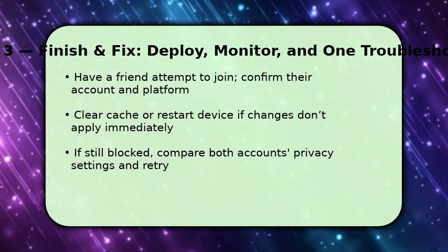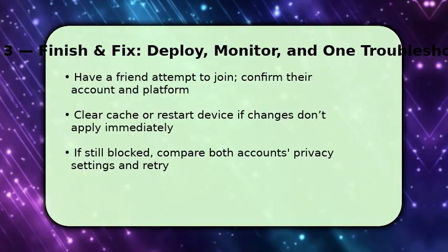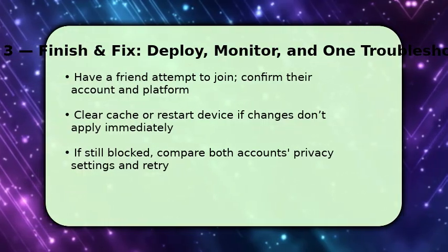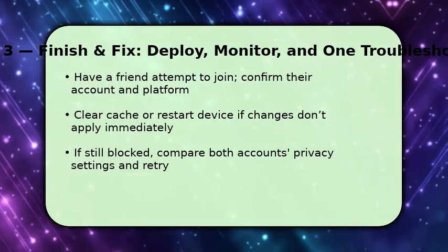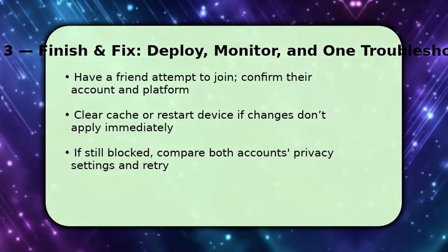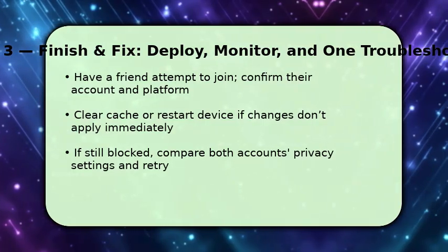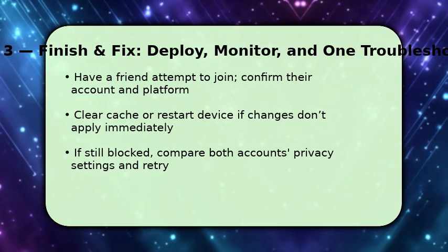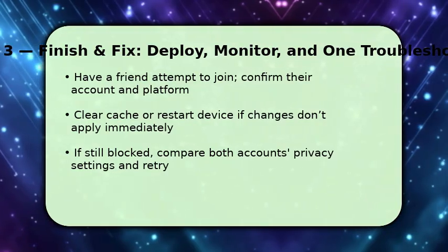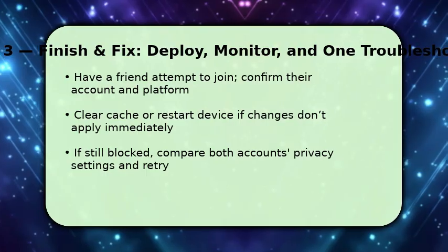If it still fails, clear the app cache or restart the device. Many settings need a relog to take effect. Make sure the friend's platform and account meet their own privacy requirements because two-way permissions are required. If problems persist, compare both accounts' privacy and parental control options step by step, then retry. One key troubleshooting tip: temporarily set both accounts to everyone to test, then tighten settings once joining works.